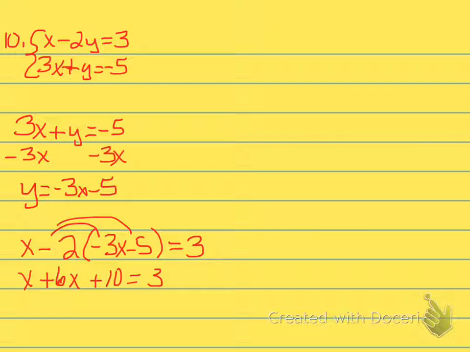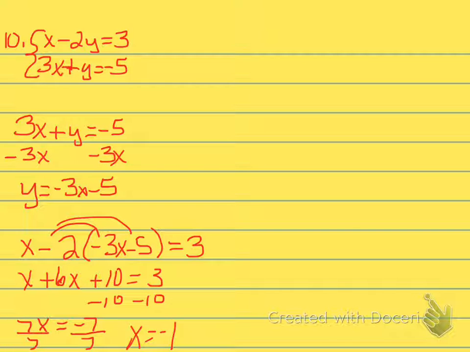We'll subtract 10. Okay. And then we combine the 6x and the x. That gives us 7x equals negative 7. Need to get x by itself, so we'll divide by 7. And that ends up giving us x is equal to negative 1.